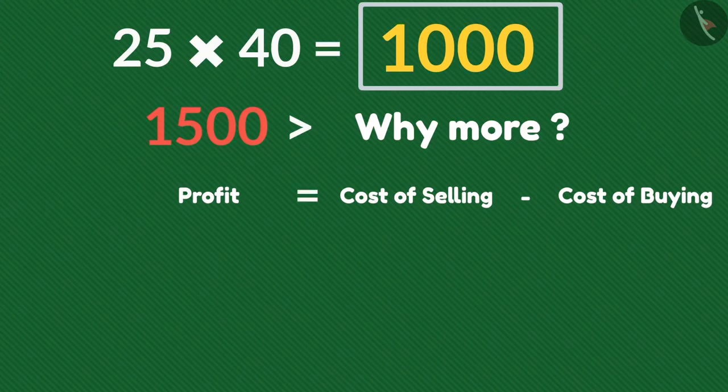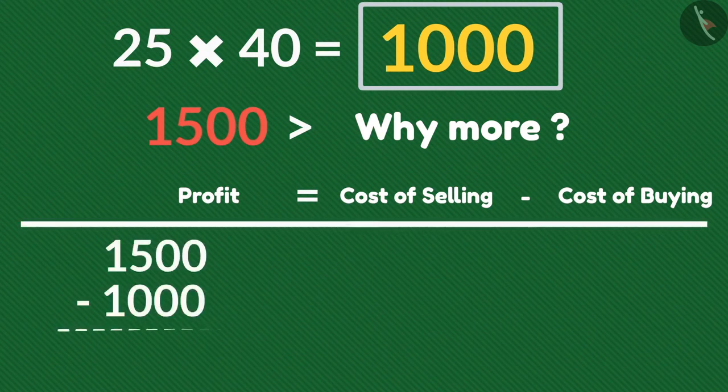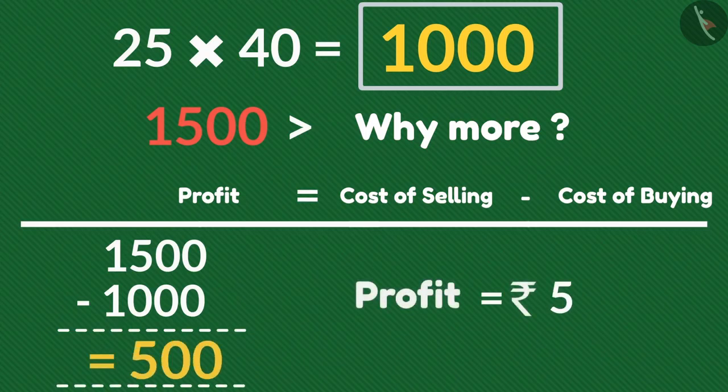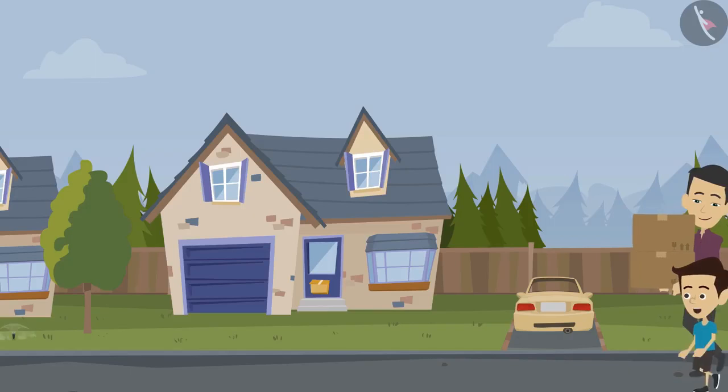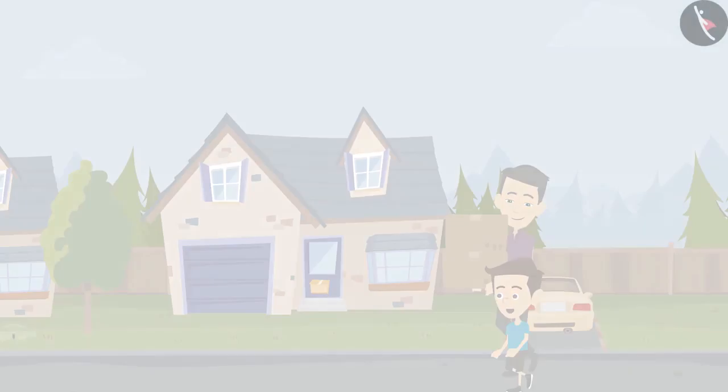When we buy an item at a lesser price and sell it at a higher price, then we will get a profit. If we sell the books costing 1,000 rupees for 1,500 rupees, then our profit is rupees 500. Oh wow, Dad, this is very interesting.